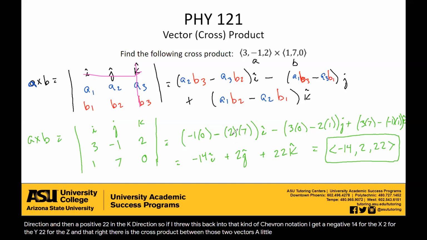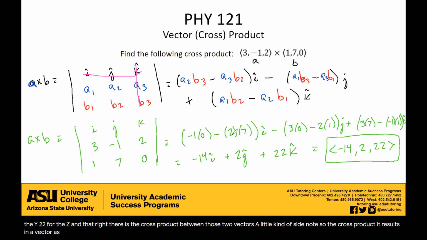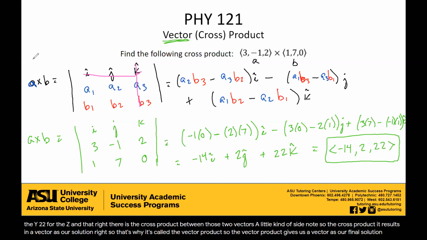A little side note: the cross product results in a vector as our solution, right? That's why it's called the vector product. The vector product gives us a vector as our final solution. Awesome. So let's clear all that up.